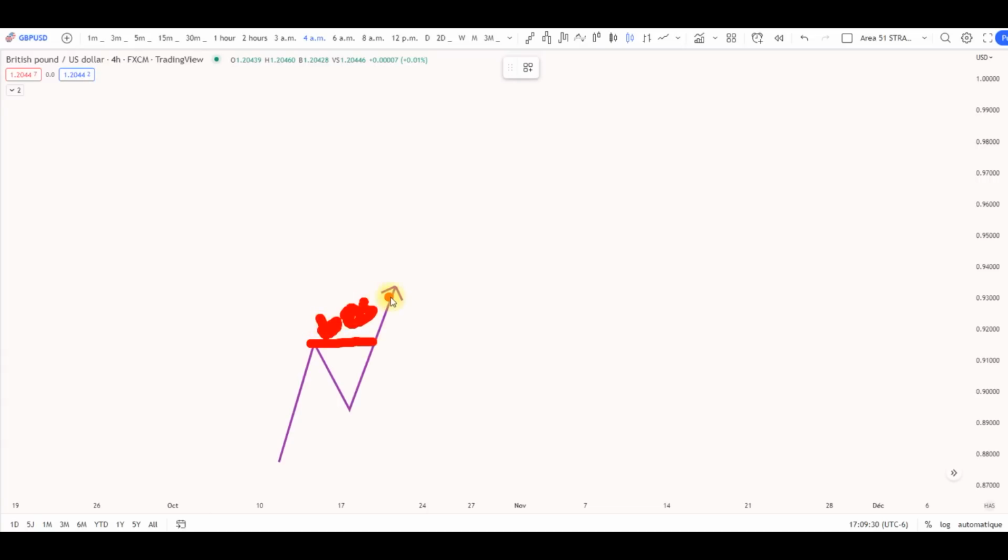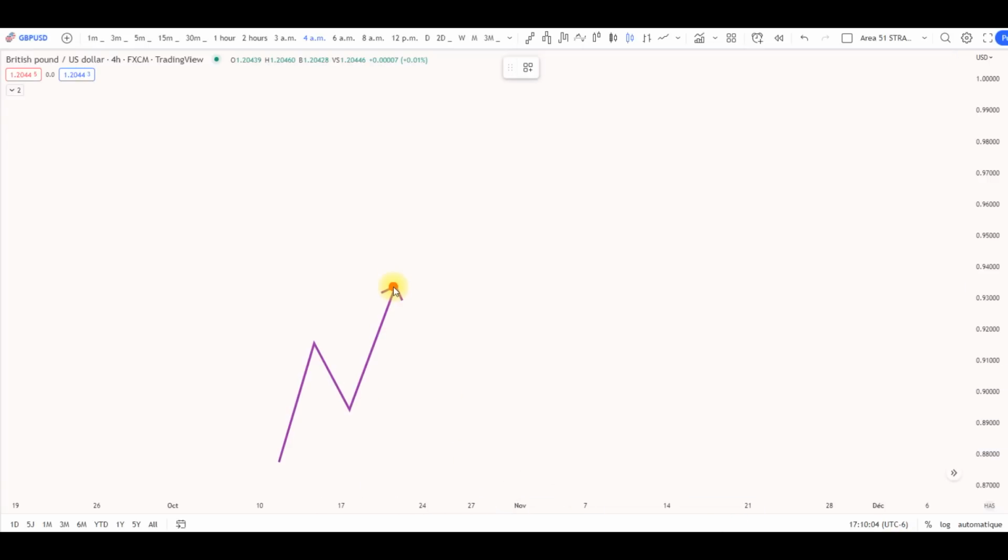What we do next is, within this move that broke the structure, we have to find the higher low that caused the break of structure. That higher low could be the general order flow, which is right here, or it could be an internal higher low before the break of structure. So it could be somewhere here, the 50% of the move, or it could be down here.